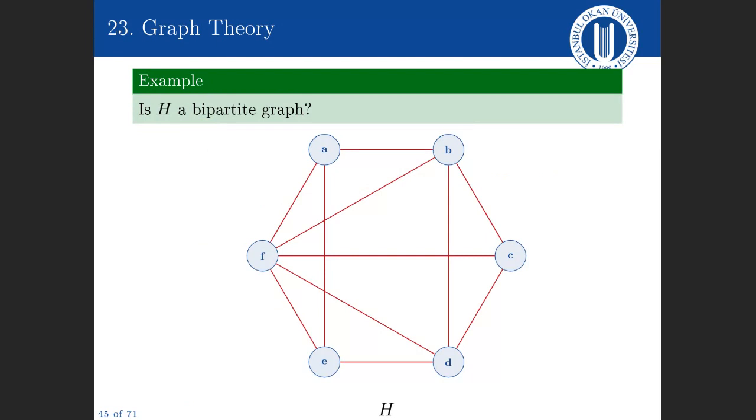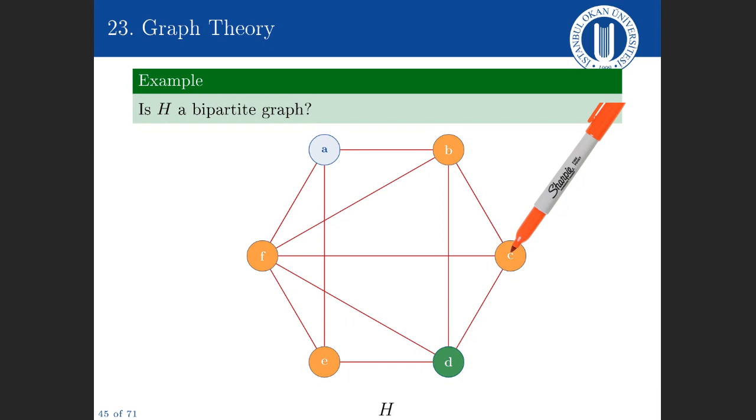What about this one? Is this graph bipartite? We use our same technique. We take our two pens, we pick any vertex to start with, it doesn't matter where we start, and we color it in. Let's suppose I color D in green. And then I change to my orange pen, and I color every vertex connected to D in orange.